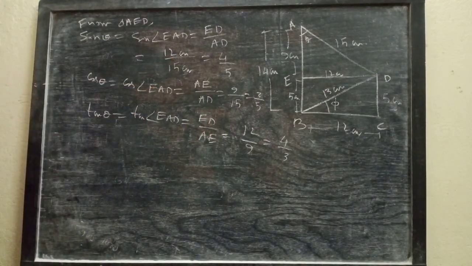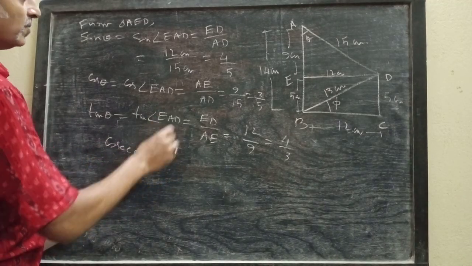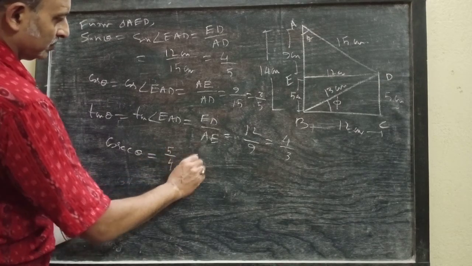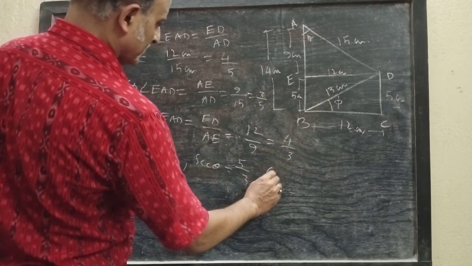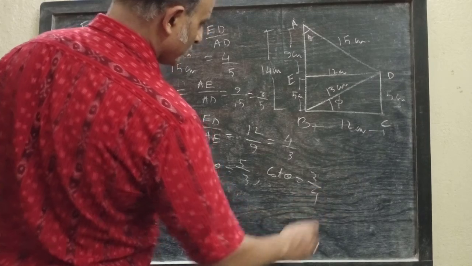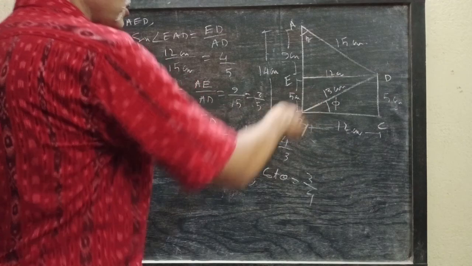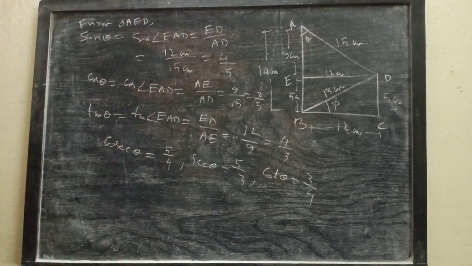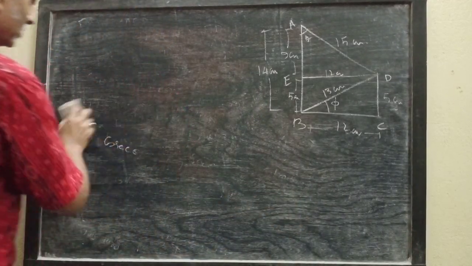Now cosec theta will be its reciprocal. Cosec theta will be 5 by 4. Sec theta will be its reciprocal, that is 5 by 3, and cot theta will be 3 by 4. So I have calculated all the 6 ratios of the angle theta. Now it is your duty to find all the ratios of phi. I am giving the answer to tally it, but you have to do the total work on your own.